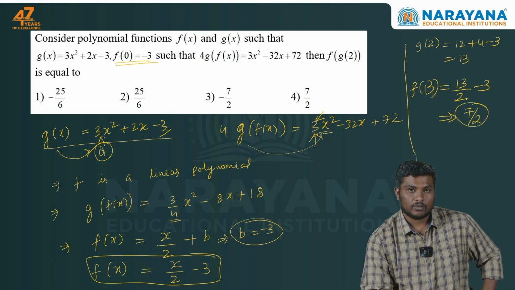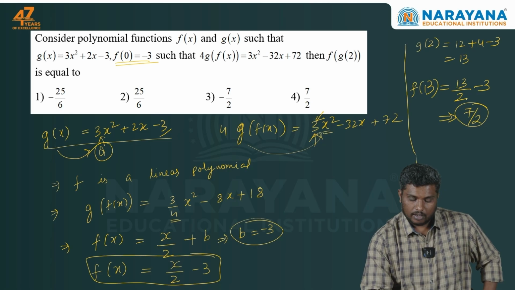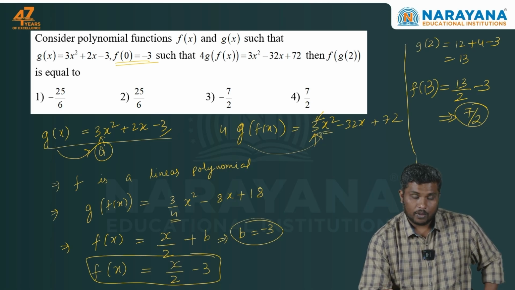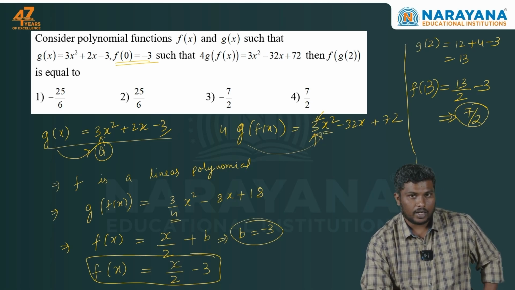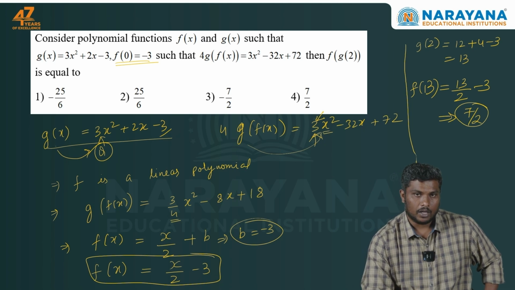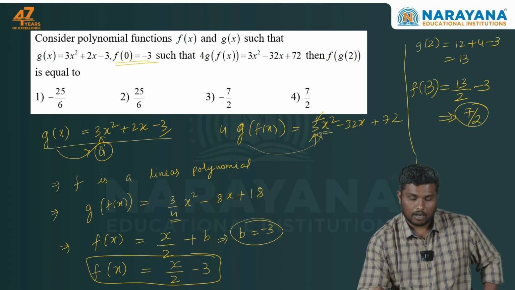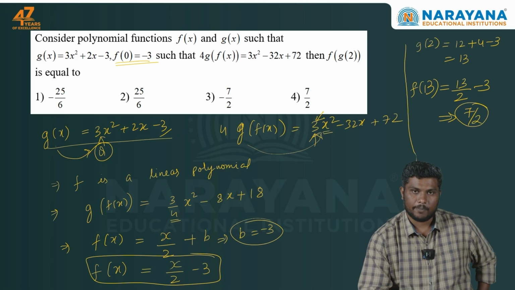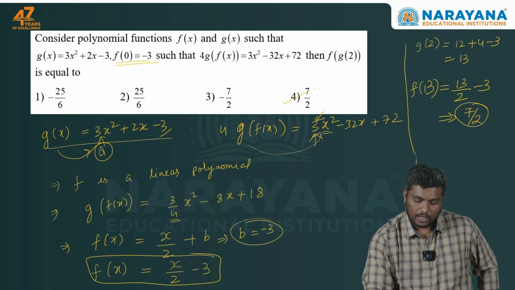Very good question. Once again, a very nice standard question. People who are very strong with basics can do this in a short time. All others have to find that logic, and it might take some time. So the final answer will be 7 by 2. We'll move on to the next question.